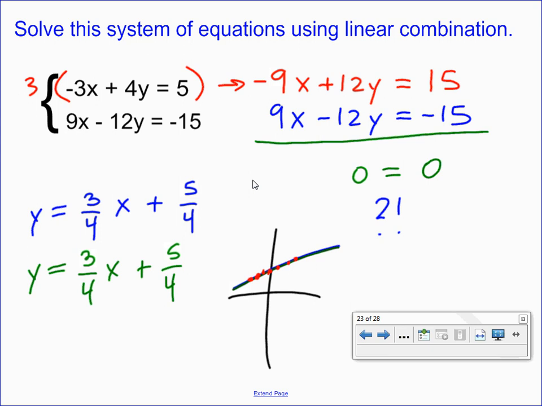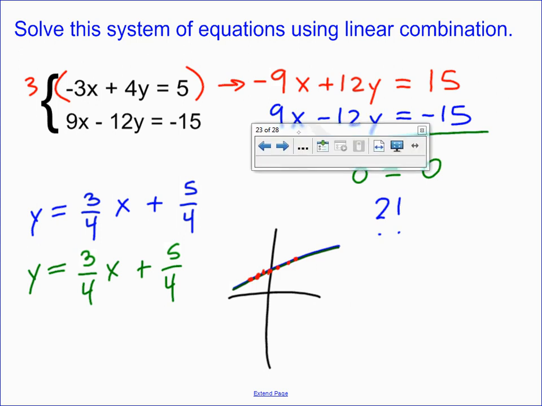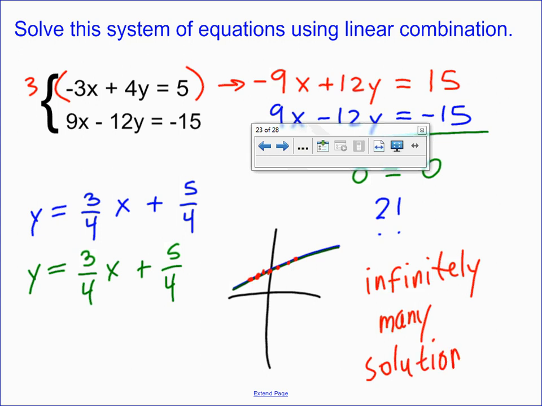What do we say? Well, we don't say 2 comma negative 3. We don't say no solutions. We say infinitely many solutions. There's an infinite number of ordered pairs, x comma y, that satisfies both of those equations in the system. So infinitely many solutions is what we say. Infinitely many solutions. So any point on either of those lines would be a solution to the system.